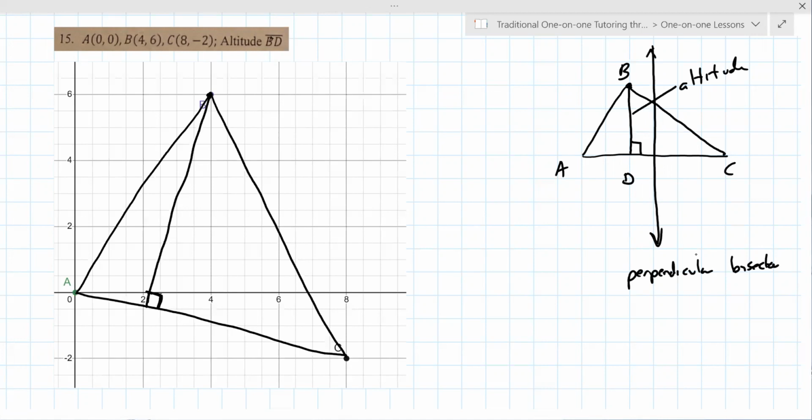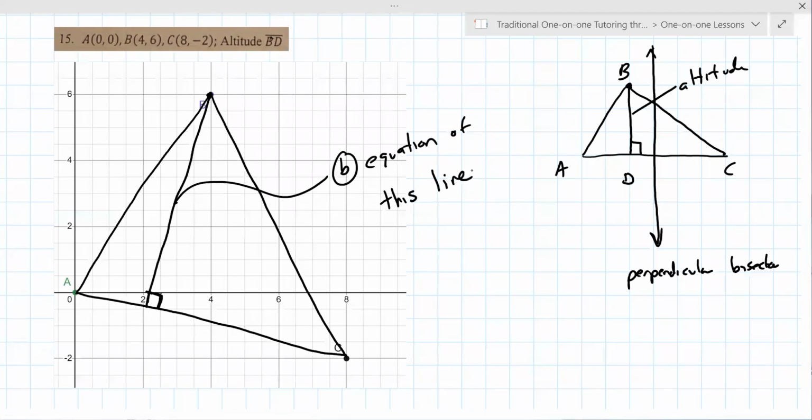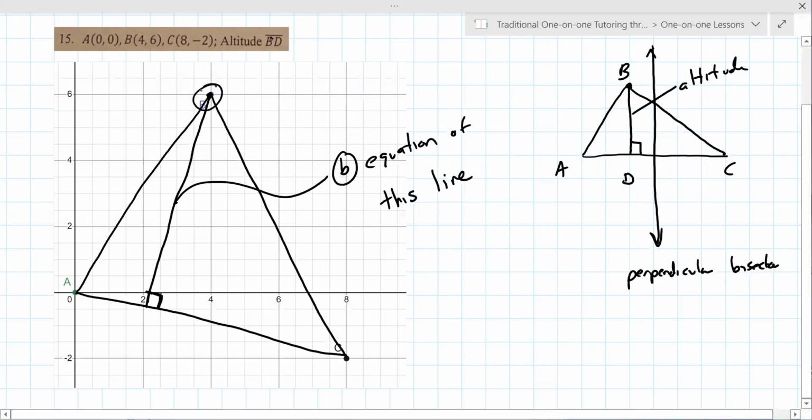So in terms of what we are doing, let me go back to your sheet to make sure I get all that. There's the altitude. We need to come up with the equation of this line. That's the whole goal here. That's part B. Part B is the equation of this line. So what do we need for an equation of a line? We need either a slope and an intercept or a point and a slope. Guess what you have up here? You have a point. So we just need the slope.